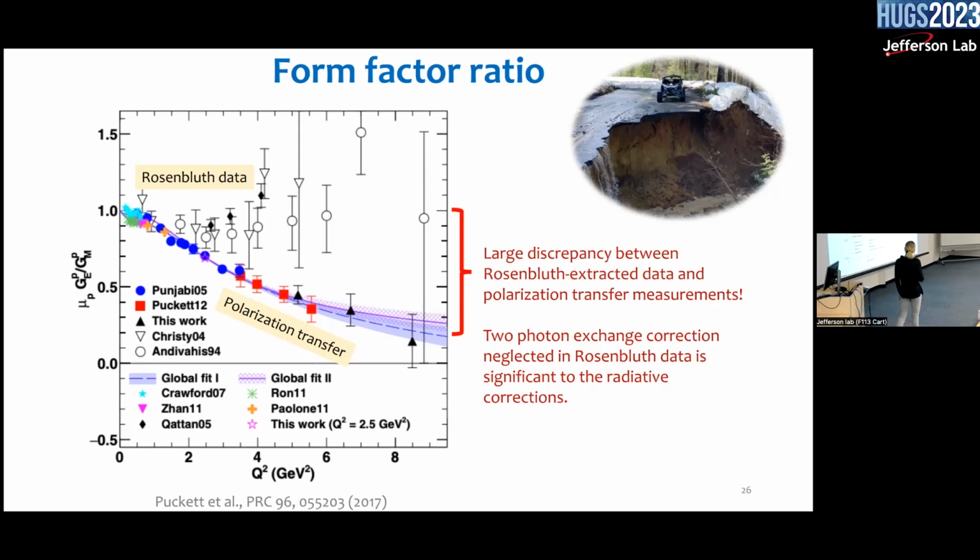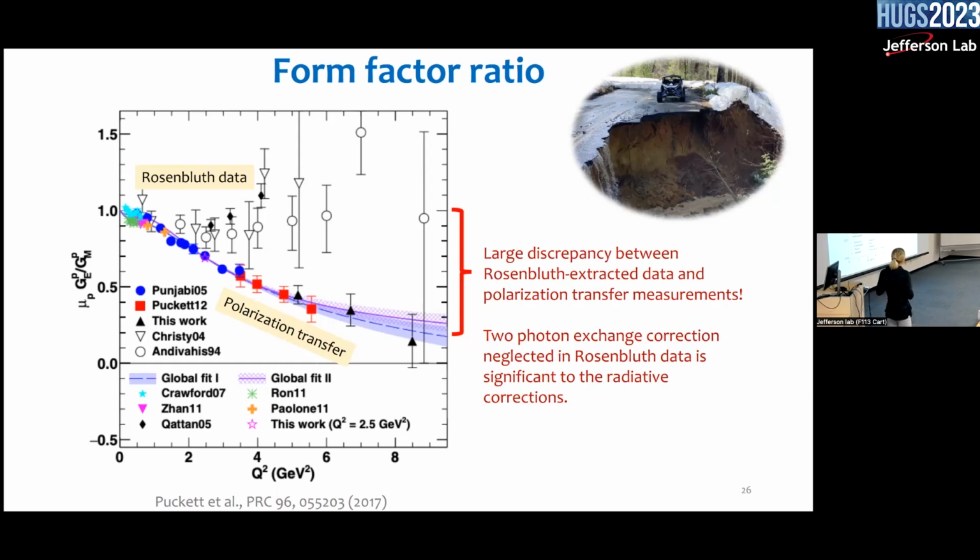Initially everybody was shocked. I put this picture up here of a guy pedaling his bike on a straight line, and he hit a ditch. So he has to understand something now, because the data doesn't just happen the way somebody tells you to expect it to. Basically there was a large discrepancy between the Rosenbluth data and the polarization transfer measurements.